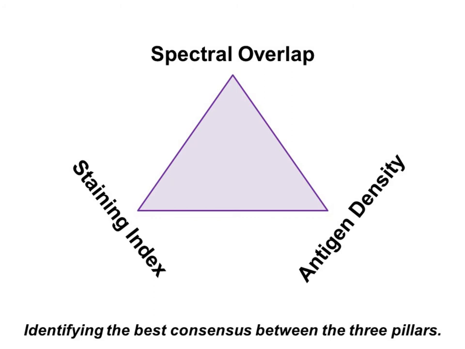So when you want to run an experiment for a panel design, these are the three pillars we take into account: spectral overlap, antigen density, and staining index. And really, to optimize the result, you need to find the best consensus between the three pillars. You have to decide on which you will compromise and still get an acceptable signal that will not create too much of a problem when you want to drop new markers into a panel.